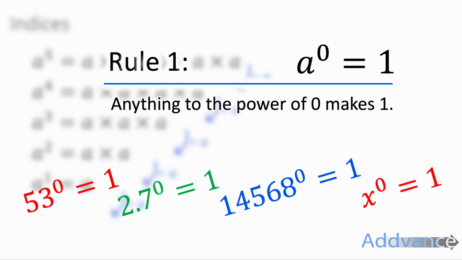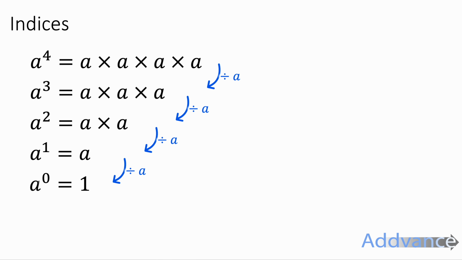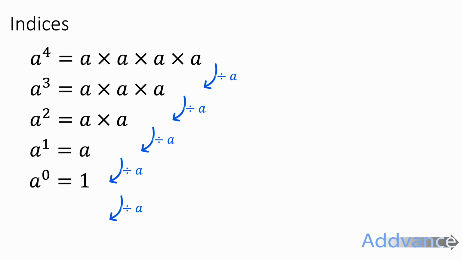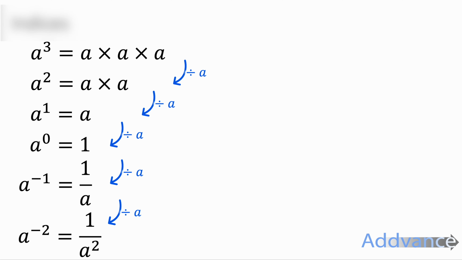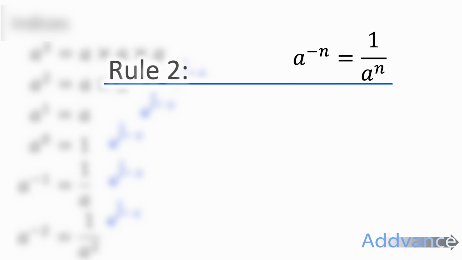Any number to the power 0 or any letter to the power 0 will be 1, and you can see some examples on screen for you to see. Now, we're going to divide by a one more time. 1 divided by a will give us a to the power minus 1, which is 1 divided by a. And then we divide by a one more time, and we get 1 over a squared. And so that's a to the power minus 2. And this tells us what a negative power would give us.